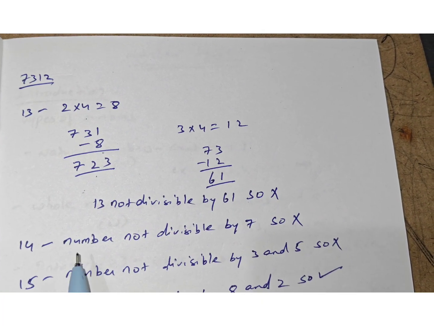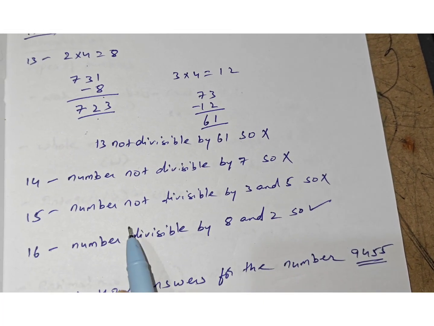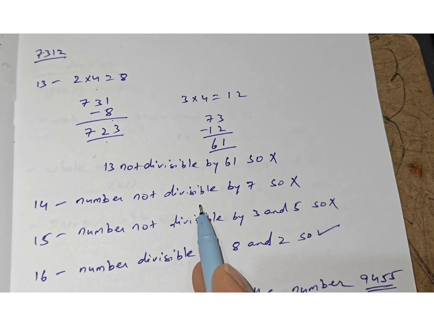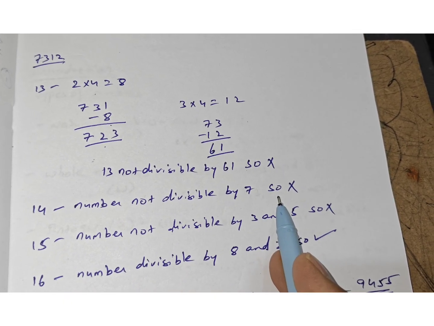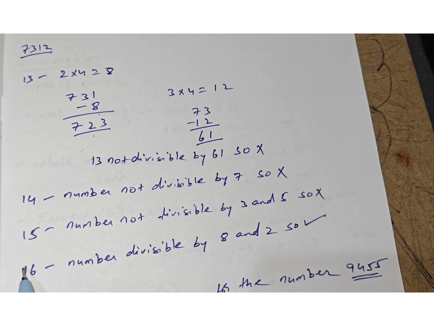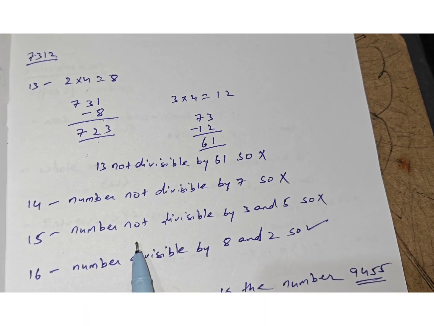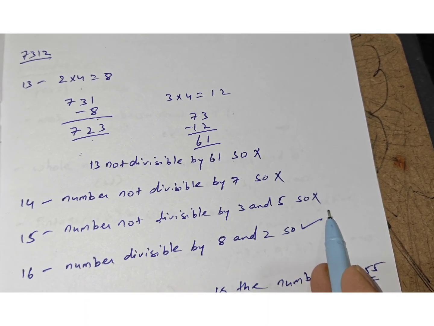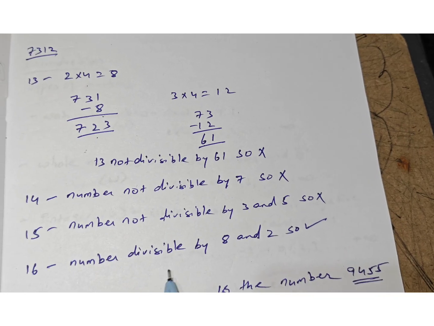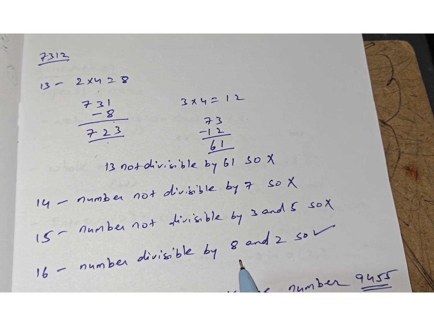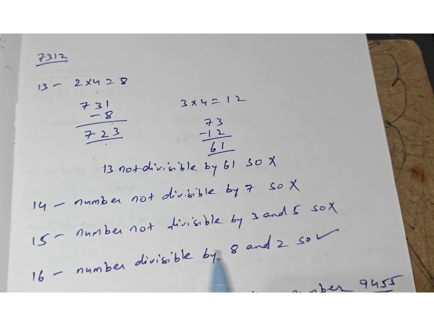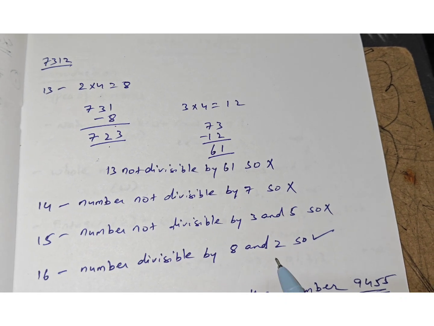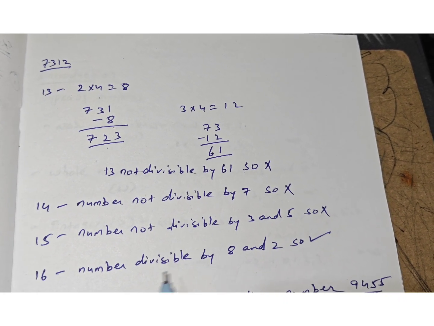For the number 14, it should be divisible by both 7 and 2. But here this is not divisible by 7, so it is not divisible by 14. For 15, it should be divisible by 3 and 5. And it is not divisible by 3 and 5 either, so it is not divisible by 15. For 16, the number should be divisible by 8 and 2. This is divisible by both 8 and 2 as per our previous work, so it is divisible by 16 also.